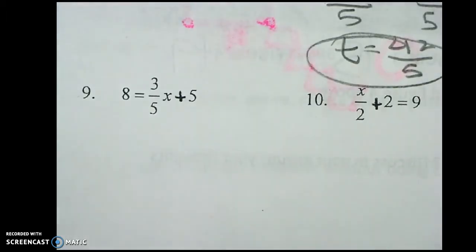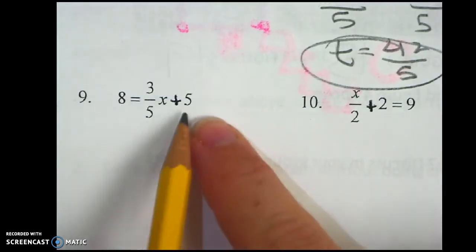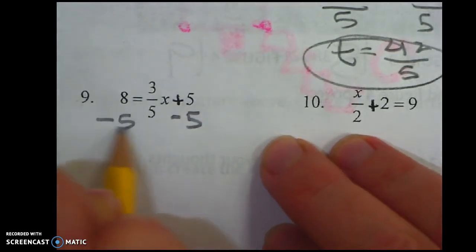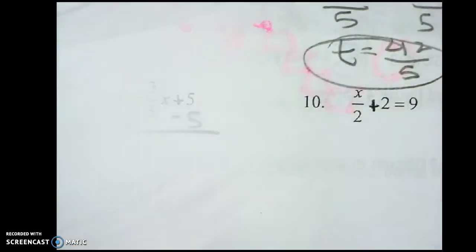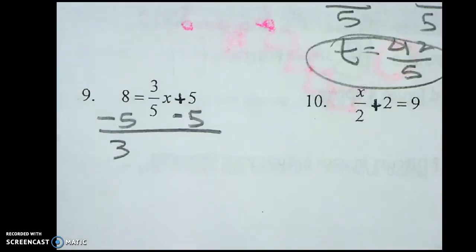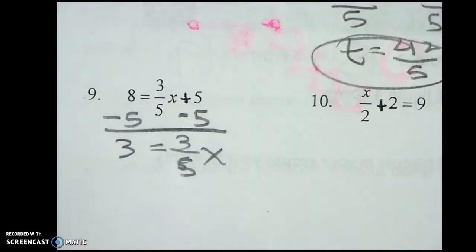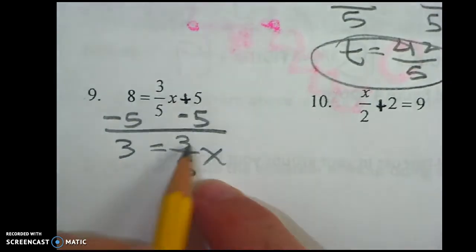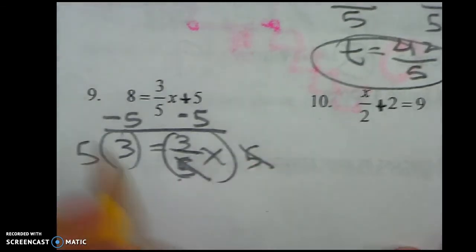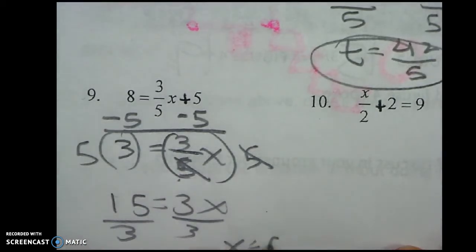Now, number 9 feels like I should get rid of the fractions first, but this is one where, honestly, I feel like moving the 5 first is easier for me. So I'm going to minus 5. Because based on the steps, I don't even see the fraction until I get to this step anyways, so it's fine. Now is when the fraction scares me. What makes it a fraction? The 5. What's the 5 doing? Divide. The opposite is multiply. Gone, gone. 15 equals 3x. Divide by 3. X equals 5. Okay?